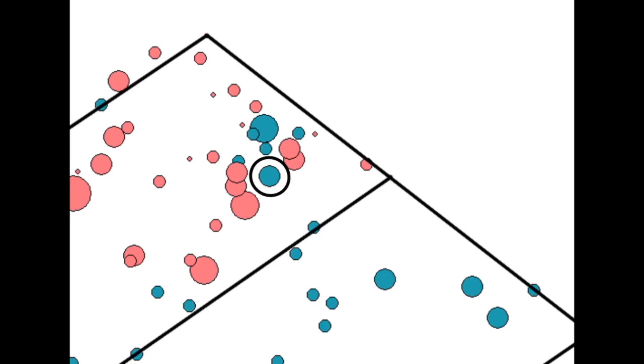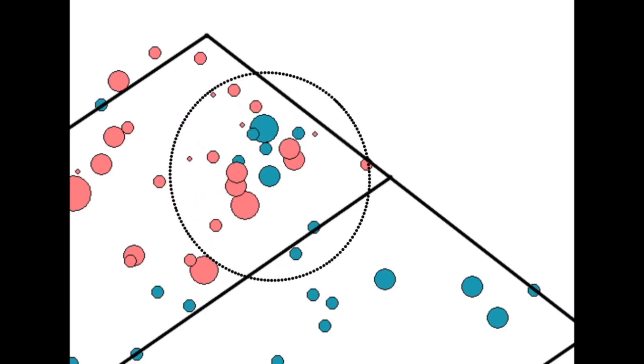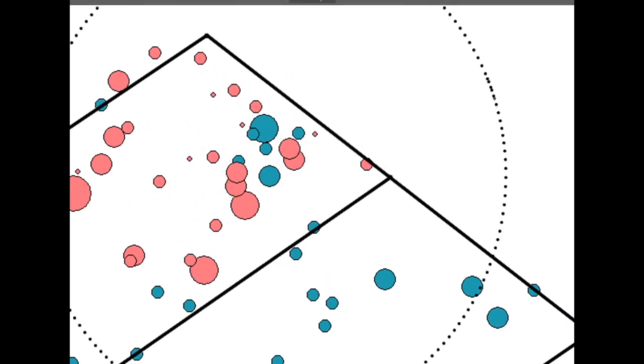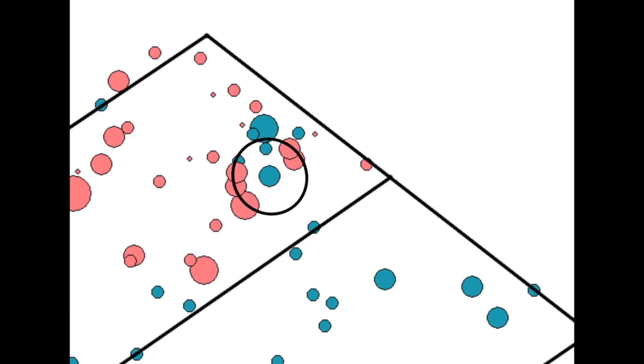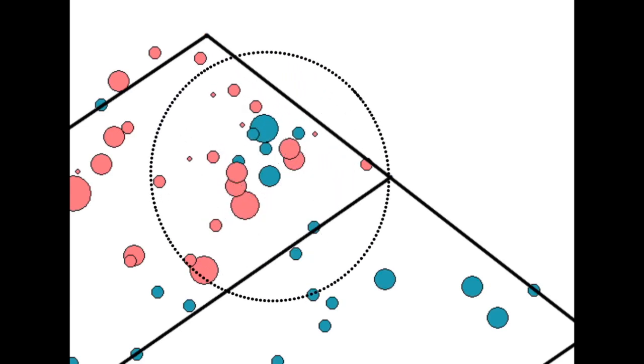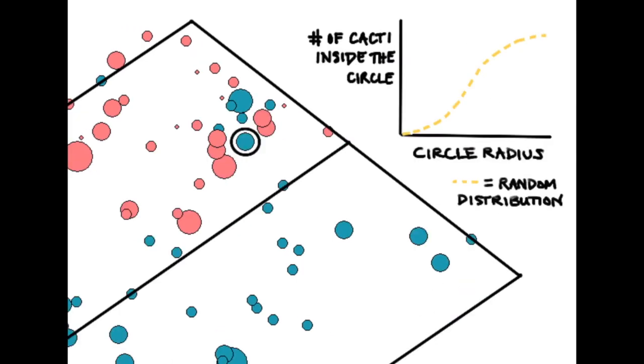To analyze this, we used a statistical test called a G-function. The best way to understand this is to imagine that each data point has a circle around it. We can count the number of individuals that a cacti interacts with that are within the area of that circle, and that number changes as we increase the radius of the circle. To analyze this, we need a baseline. Imagine that a species were completely randomly distributed, and so the number of species inside the circle would increase proportionally to the circle's radius. This baseline of a random distribution is represented by the dotted yellow line on the graph.